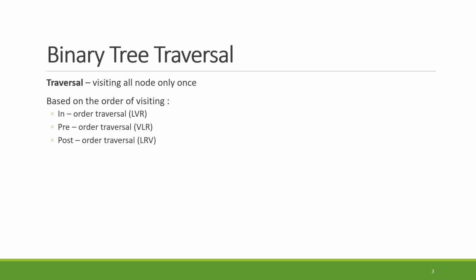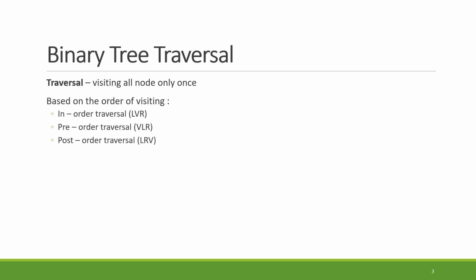Now, binary tree traversal. Traversal means visiting all the nodes exactly once, not more than once. Now, based on the order of visiting, we have four traversals: in order, pre-order, post-order, and level order.